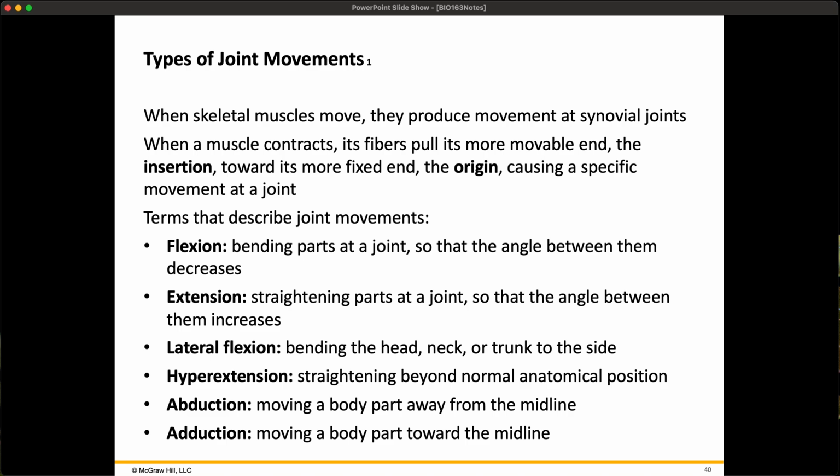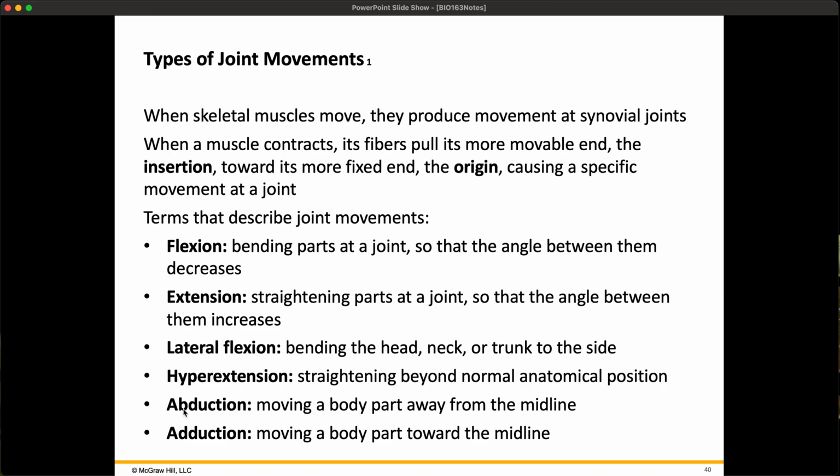Hyperextension. If you remember anatomic position, with the palms facing forward and the fingers extended, that is a fully extended position. Your arms are straight, your fingers are straight, your head is upright. So hyperextension is anything beyond normal anatomic position. If you were to take your head backwards, that's hyperextension. If you were to take your hands back so that they're behind you, that is hyperextension.